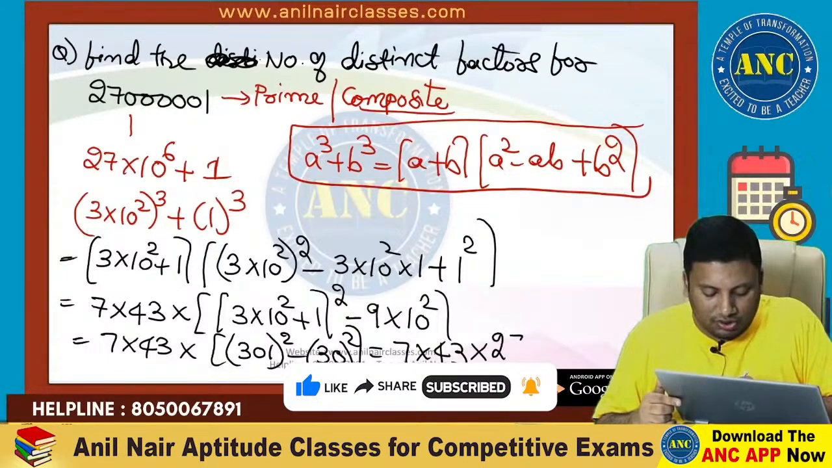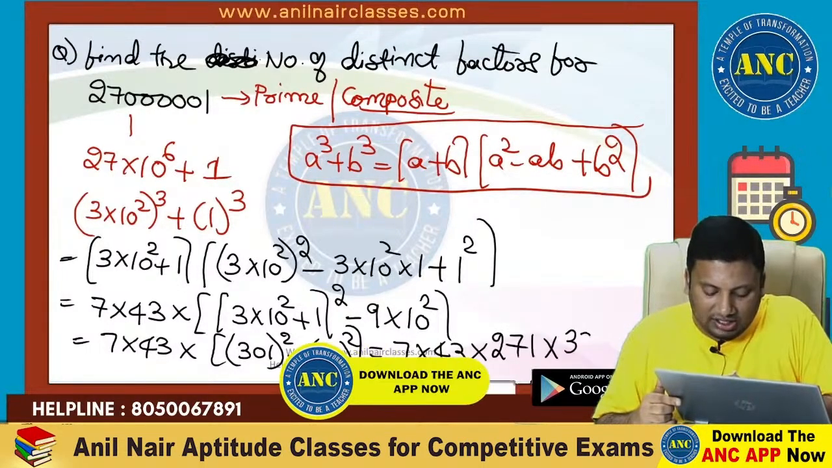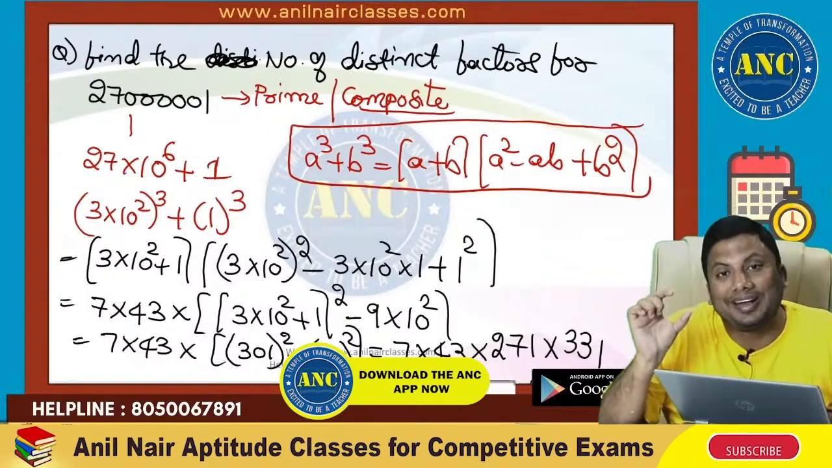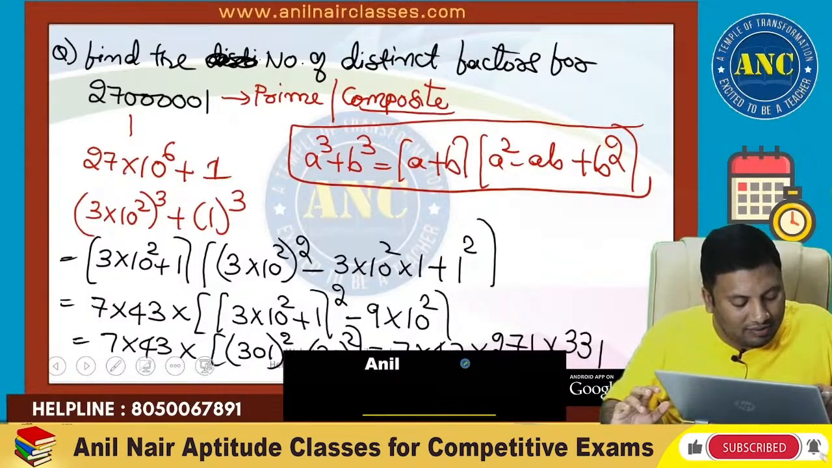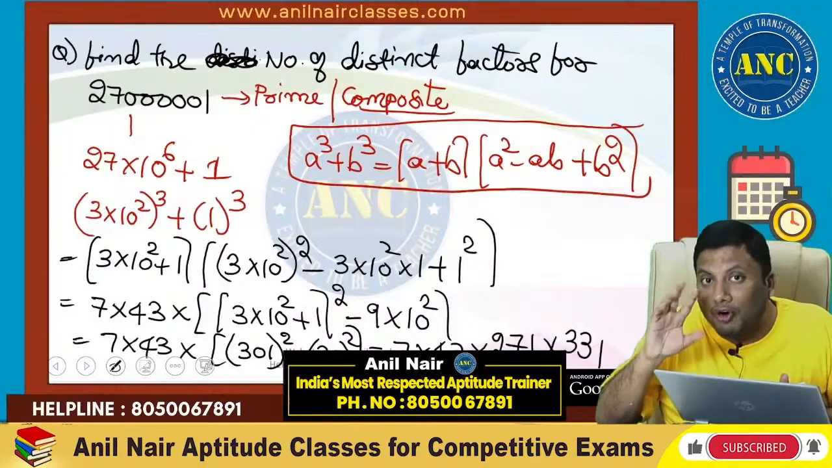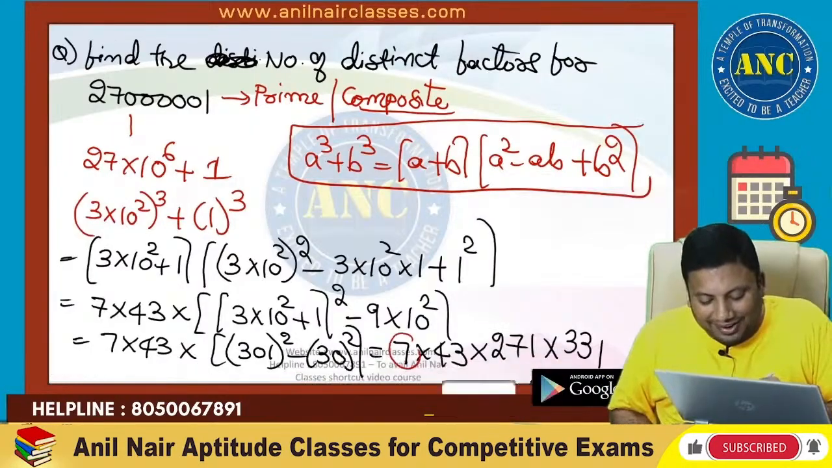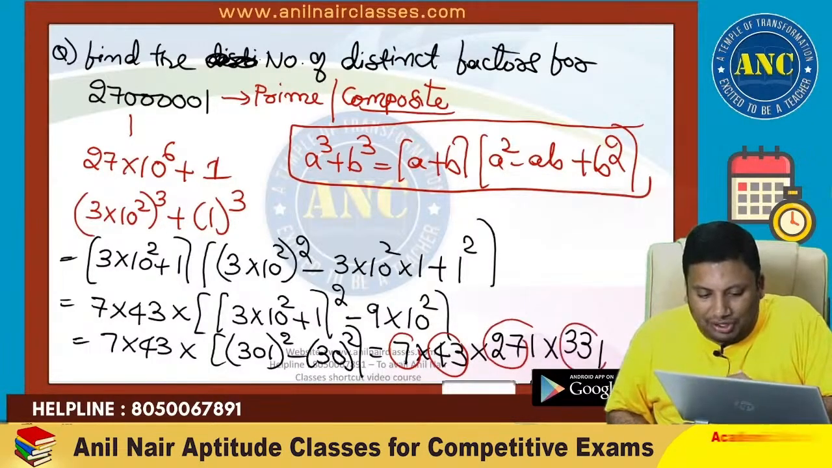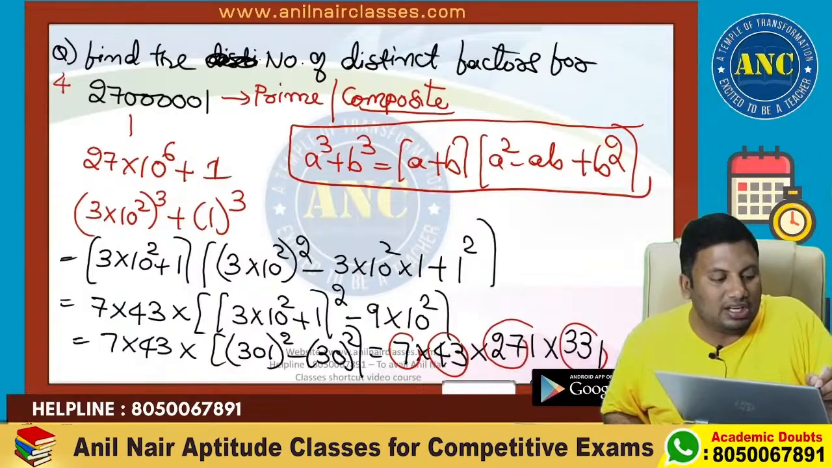So these 271 and next it is 331. 27 followed by 5 zeros ending with 1 is a product of 4 prime factors: 7, 43, 271, 331. The answer for this question is 4.